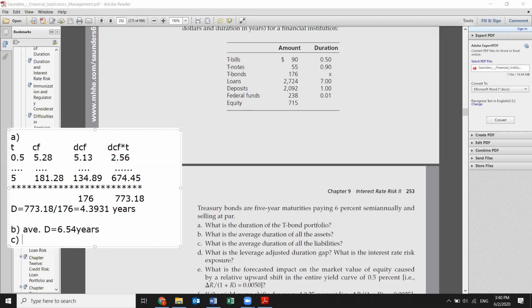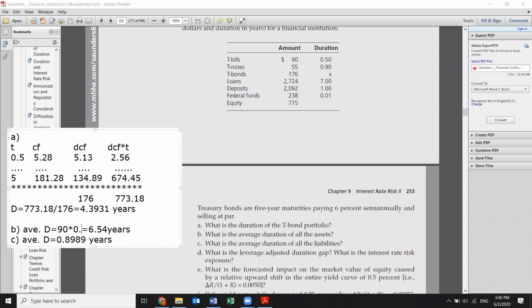Sorry, average duration is equal to 0.8989 years. So average duration, let me put that, just a second. Just beginning so that you don't get confused.